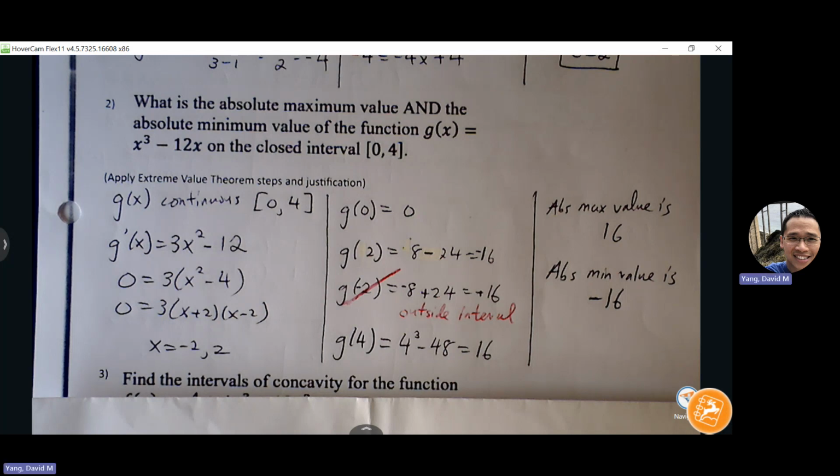So do you need to find... Yeah, I shouldn't have even included this. It wasn't until afterwards that I realized it was outside the interval, so I crossed it out. But I shouldn't have even included it. I should have just tested 0, 2, and 4 and then stopped there.